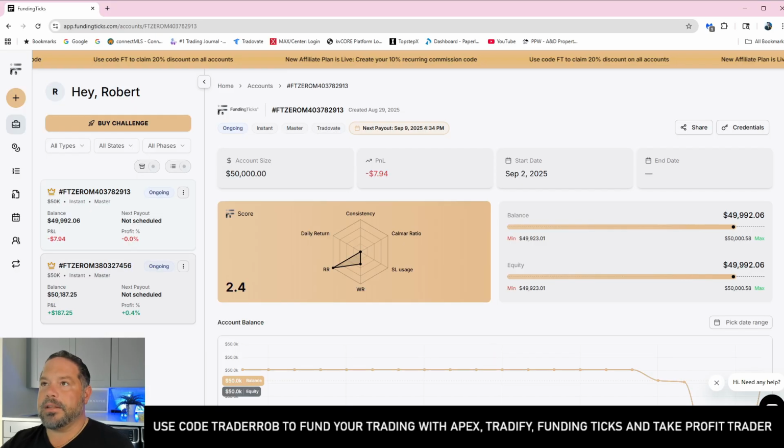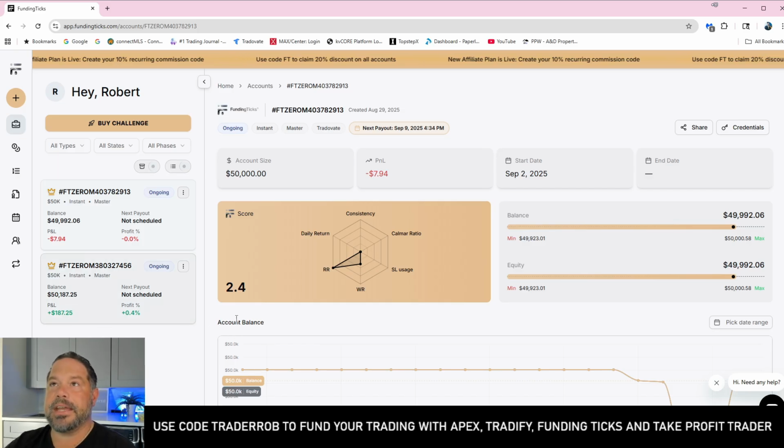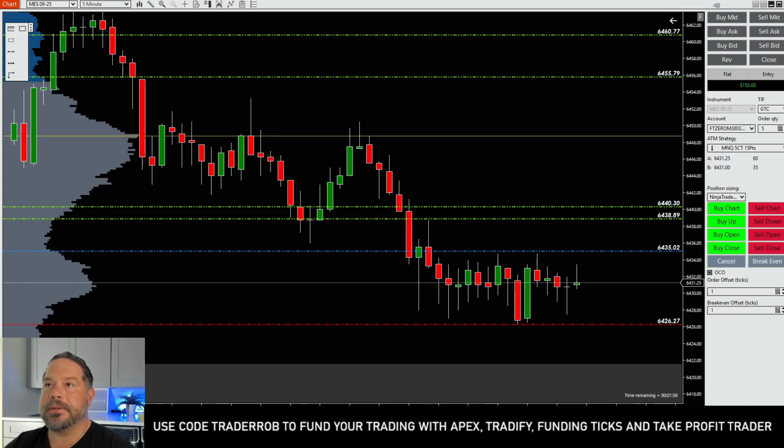If I take a look on the funding ticks on the funded accounts, we are down $7 on pretty much a break-even day yesterday, and to be honest with you, a break-even day today. This was pretty much just commissions that I was paying for. And on the discretionary side, with the winner from yesterday and today, we're up $187. So as of right now, the discretionary side has the advantage. But we'll see in the course of the entire month how that plays out.